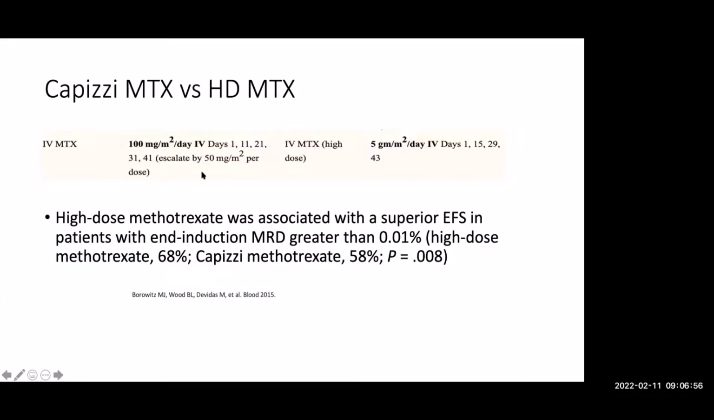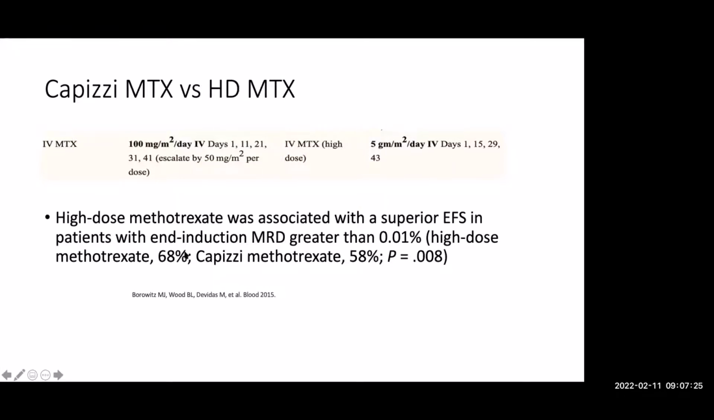Capizzi methotrexate, I mean the usage of methotrexate at 100 milligram per square meter on day 1, and if the patient has tolerated it well without any toxicities, the dose of methotrexate is increased by 50 milligram per square meter at each subsequent dose. And this has been compared with high dose methotrexate, where the dosage was 5 gram per square meter given every 2 weeks for 4 doses.